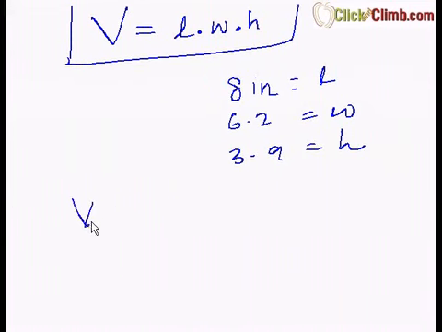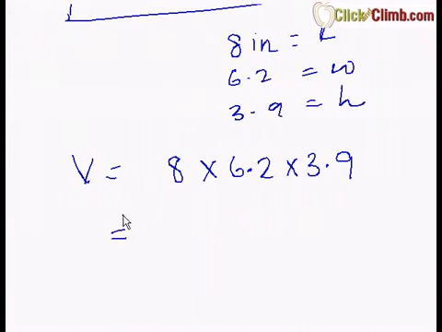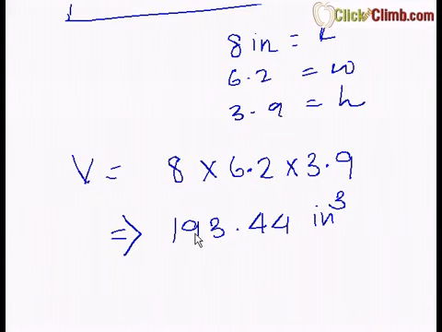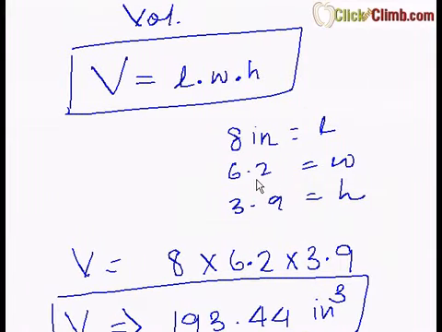Now these are the dimensions we are given. Now how will you find the volume? Just put these in the formula: 8, that is the length, 6.2, that is the width, and 3.9, the height, is given. All right, so we just multiply all these things, and when we multiply, we will get 193.44, and that will be inches cubed. Okay, so this will be the volume of this particular prism, and this is how we find the volume of a rectangular prism by using the simple formula L times W times H.